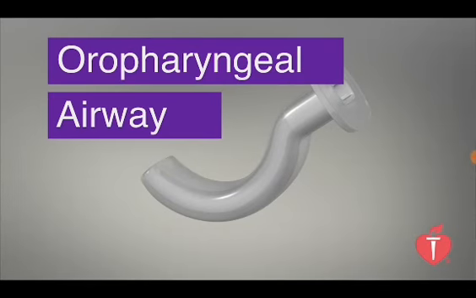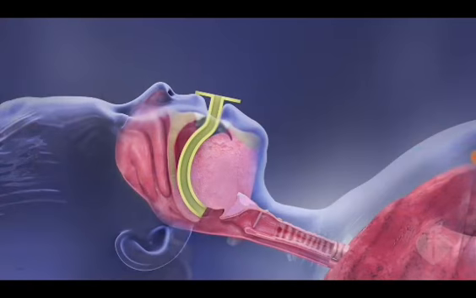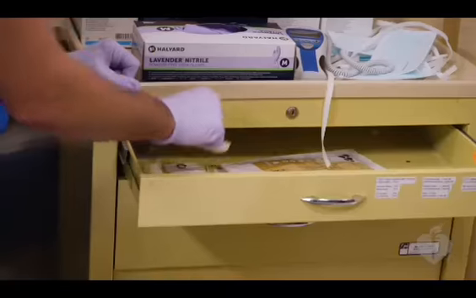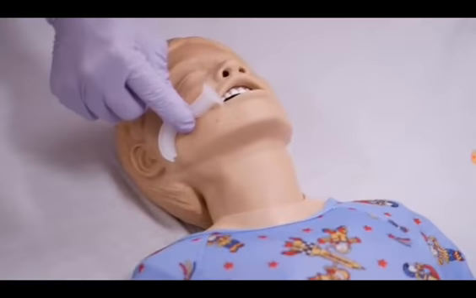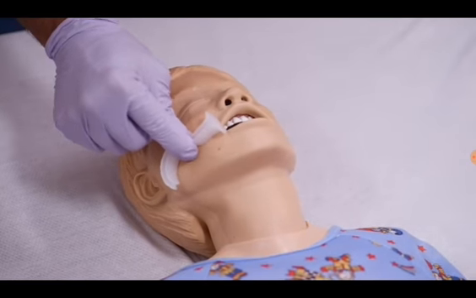Insertion of an oropharyngeal airway is another intervention that healthcare providers must know how to do. Oropharyngeal airways are used in unconscious patients with no gag reflex. They help maintain the airway by preventing the tongue from obstructing the tracheal opening or glottis. An appropriately sized oral airway should extend from the corner of the mouth to the angle of the child's jaw when the airway is positioned next to the face.